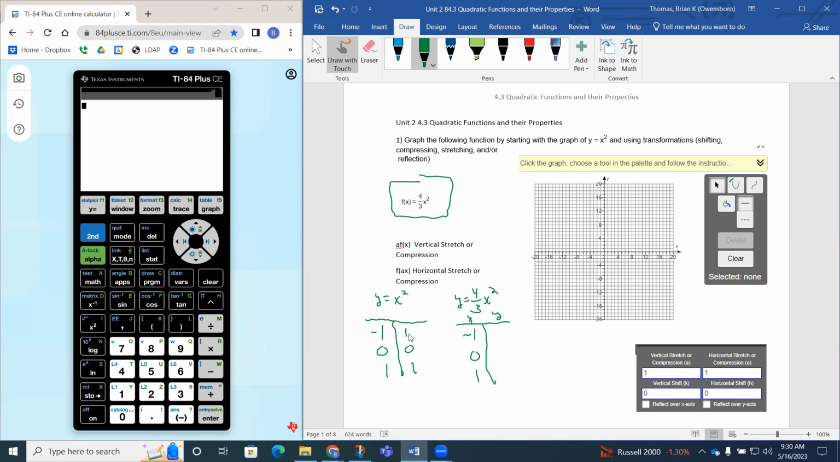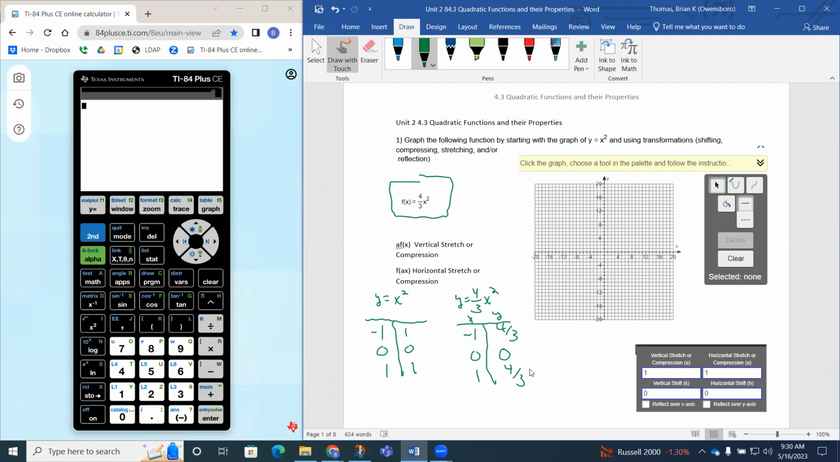So if you multiply the 1 by 4/3, you're going to get 4/3. If you multiply 0 by 4/3, you're still going to get 0. If you multiply 1 by 4/3, you should get 4/3. So that's just going to be a shade more than 1.